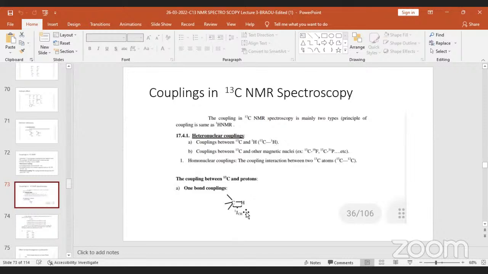So we call it J1CH. Normally coupling is denoted by J. The 1 means 1 bond, so they are separated by 1 bond. Thus, the coupling nuclei are separated by 1 bond. And what are being coupled here? Carbon and hydrogen. That is J1CH. J1CH means the coupling between carbon and directly attached hydrogens.